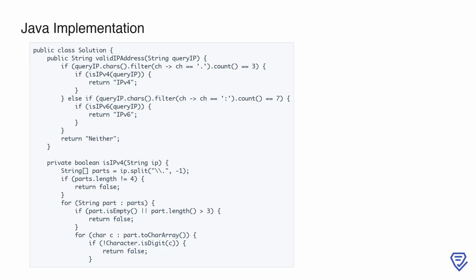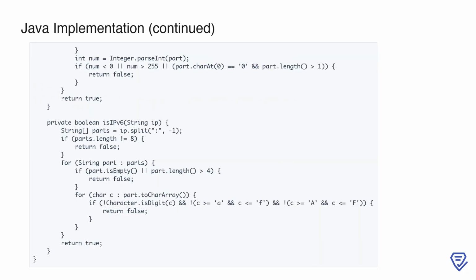The isIPv4 method begins by splitting the input string into parts based on the dot delimiter. After splitting, we verify that there are exactly 4 parts to ensure it matches the IPv4 structure. If not, the method returns false immediately. Next, we iterate through each part to validate its specific criteria, such as ensuring it's non-empty and its length does not exceed 3 characters. Additionally, we check each character in the part to confirm that it is a digit.